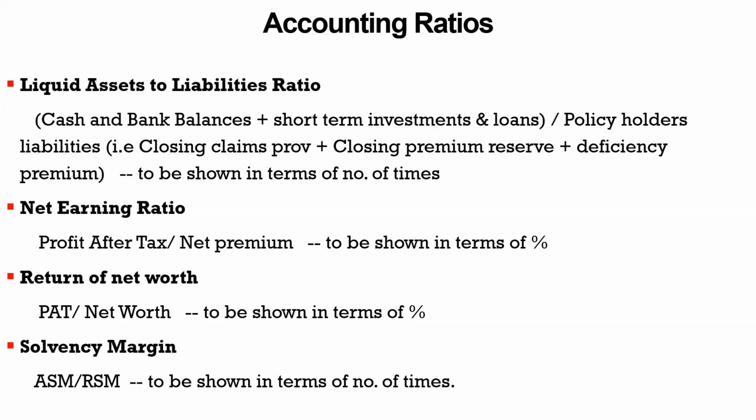Net earning ratio. Net earning ratio means the amount of profit earned relative to the net premium. So it means profit after tax divided by net earned premium. Suppose our net premium is 20,000 crore and our profit earned is 400 crore. So 400 divided by 20,000, that is our net earning ratio.